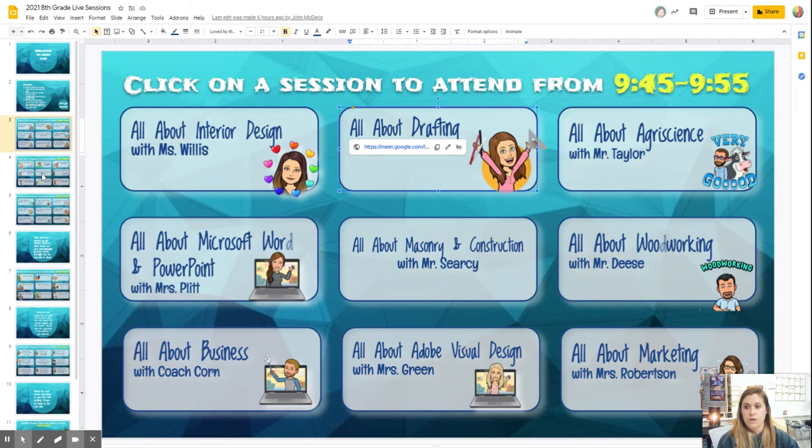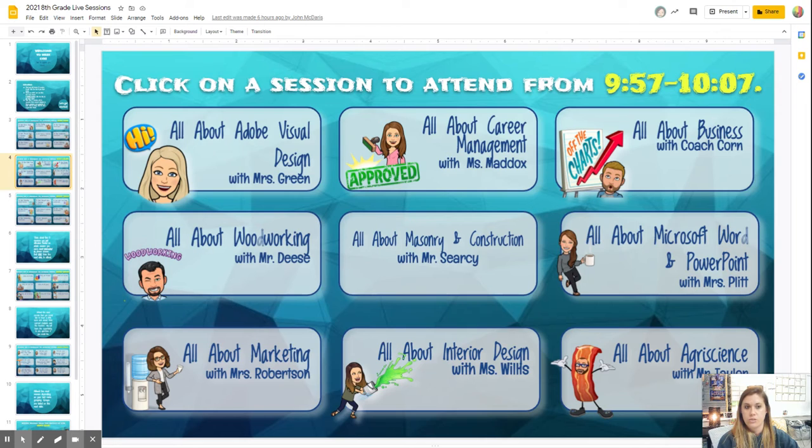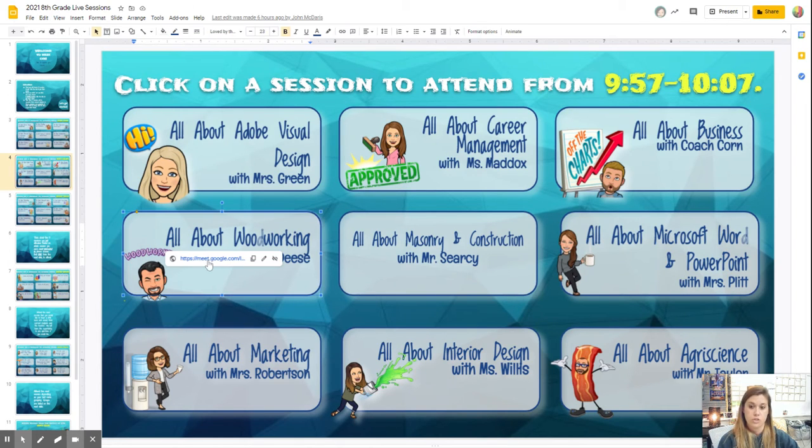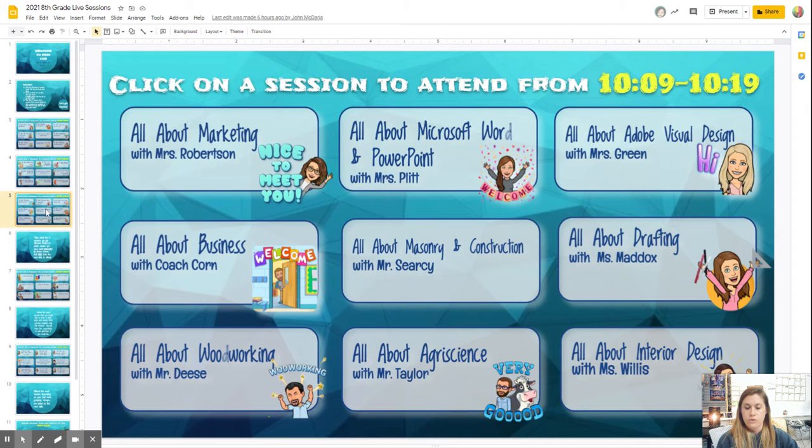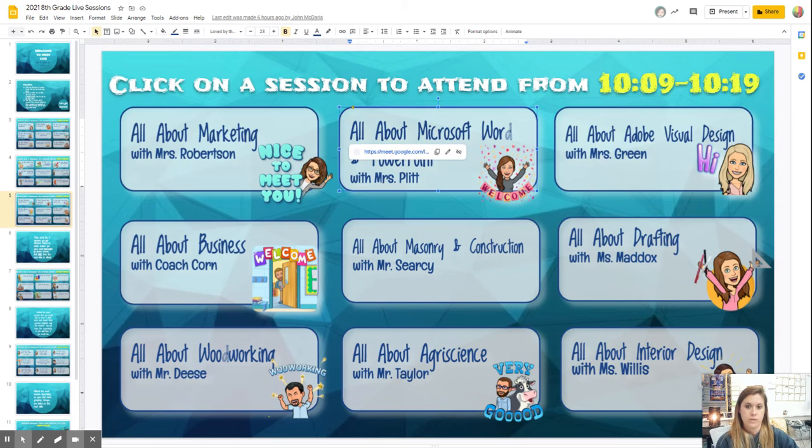After that's over, they've got 2 minutes to get to their next session, and maybe they want to hear about woodworking next. And they join the woodworking meet and listen to that from 9:57 to 10:07. When that's over, they've got 2 minutes to get to the next session, and maybe they want to hear about Microsoft Word and PowerPoint, and they join that meet. Oops, didn't mean to click it. For the third session from 10:09 to 10:19.